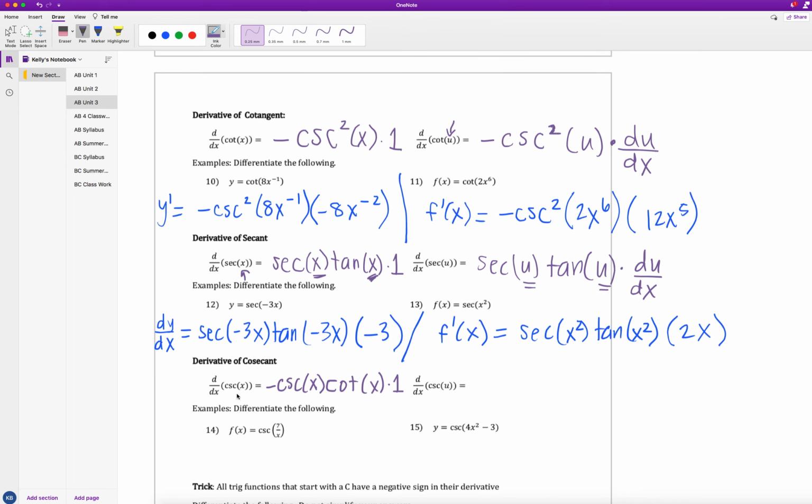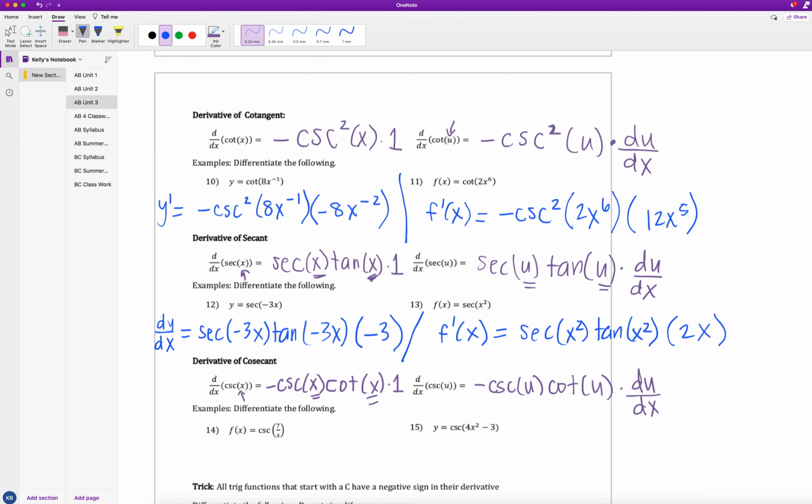So just like before, since x was my input, both negative cosecant and cotangent both have an x as an input there, and then 1 is coming from the derivative of that x. So in general, the derivative of cosecant of u with respect to x would be equal to negative cosecant of u, cotangent of u, and those are multiplied, times the derivative of the inside function, which is the derivative of u with respect to x. Let's look at a couple examples for those.